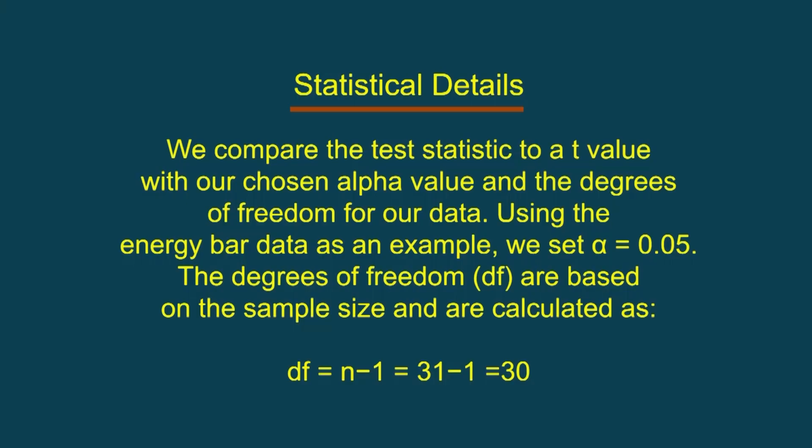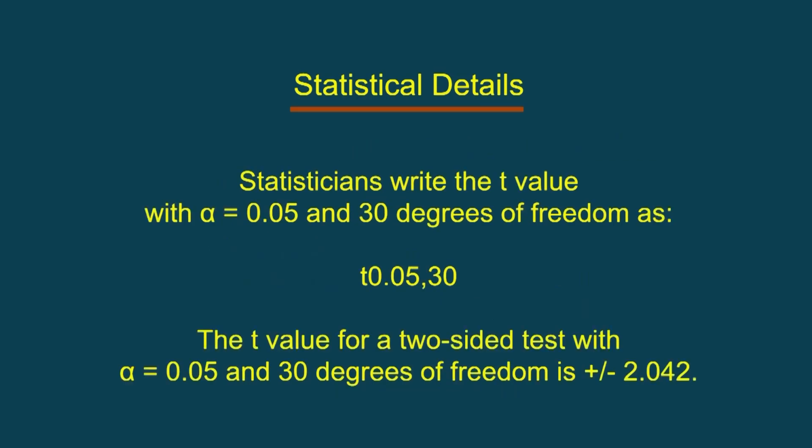We compare the test statistic to a t value for our choice of alpha and the degrees of freedom for our data, and using the energy bar data as an example, we set alpha equals 0.05. The degrees of freedom are based on the sample size and calculated as n minus 1, which is 30. Normally, statisticians write the t value with alpha 0.05 and 30 degrees of freedom as t 0.05, 30, the way it has been shown in the slide. The t value for a two-sided test with alpha 0.05 and 30 degrees of freedom, as we have already seen, is plus minus 2.042. Two-sided test, so plus minus.